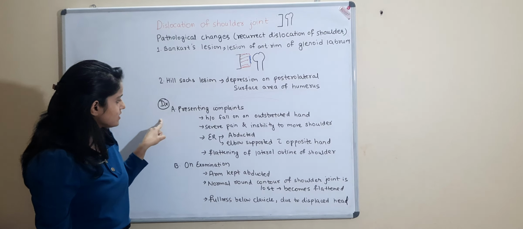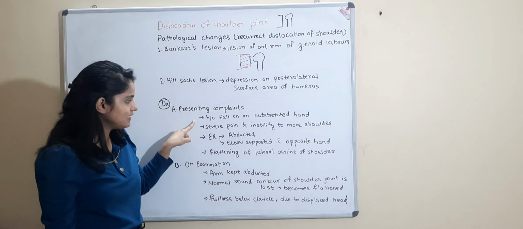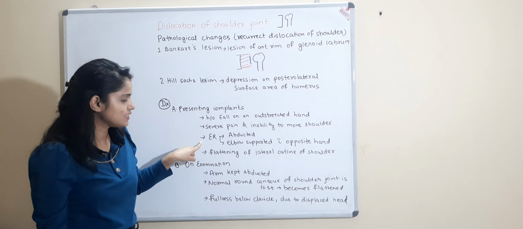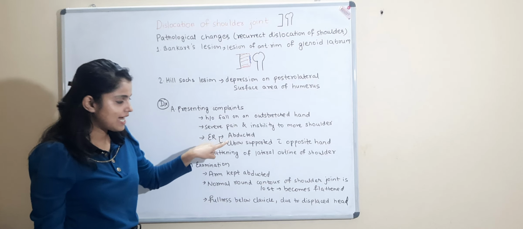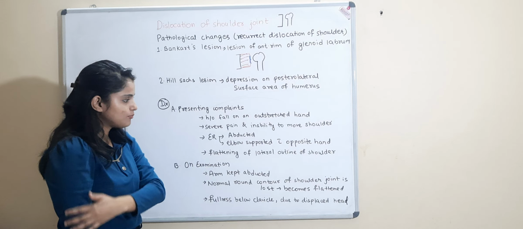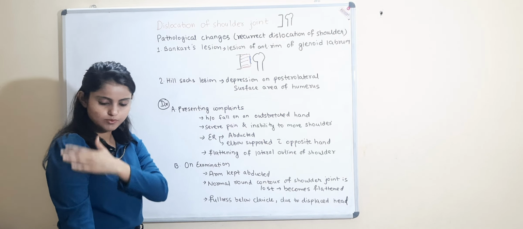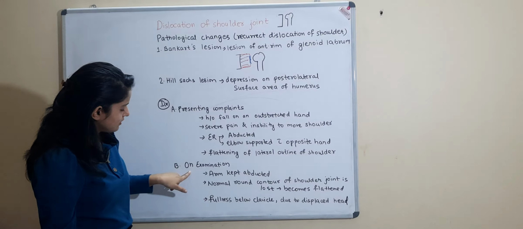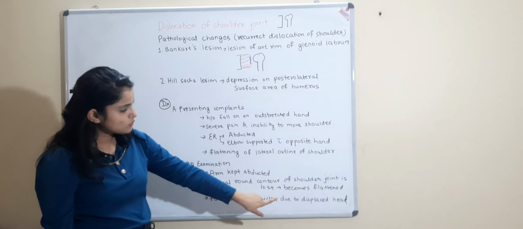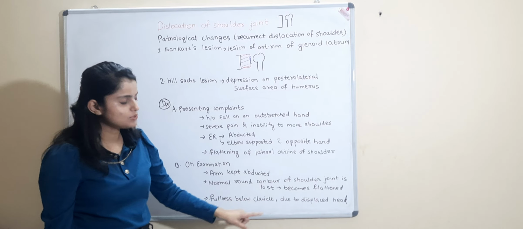Now talking about diagnosis, presenting complaints. There will be history of fall on outstretched hand and severe pain and even inability to move shoulder. On emergency, the patient will have abducted arm, elbow supported with opposite hand, flattening of lateral outline of shoulder, acromial process, and the lateral epicondyle of the humerus will be flattened. On examination, arm kept abducted, normal round contour of shoulder joint is lost, becomes flattened, and fullness below clavicle due to displaced head.